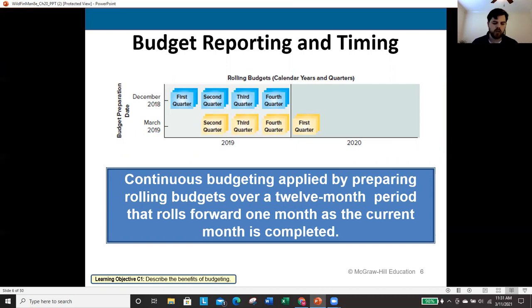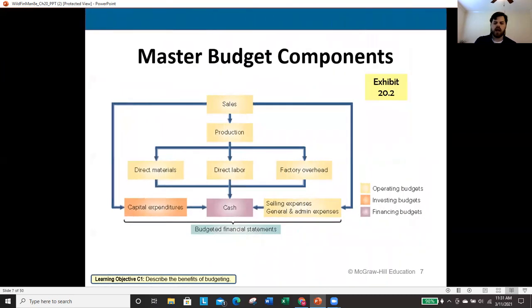So this is called continuous budgeting or rolling budgeting. And it's very good as it allows me to consistently see what we're looking at a year down the line, which helps me to better plan. Now, in this chapter, the main thing that we're going to be looking at is what is called the master budget.